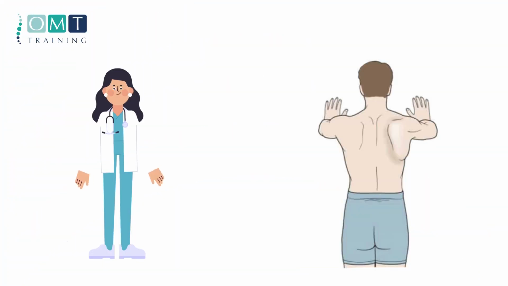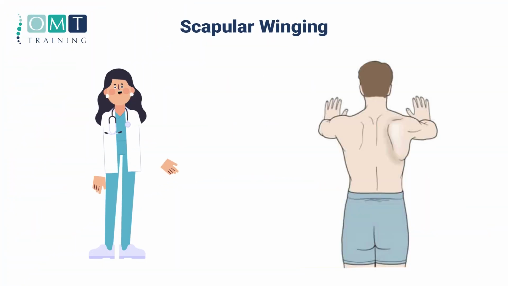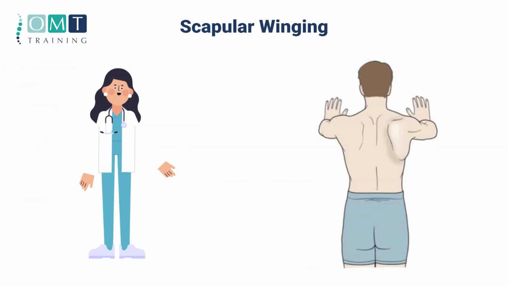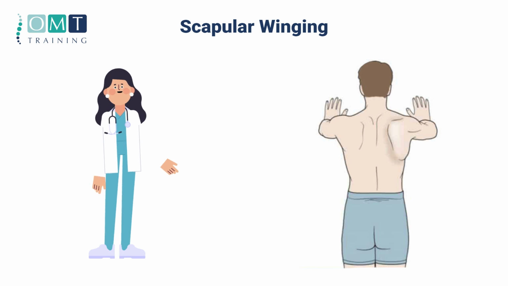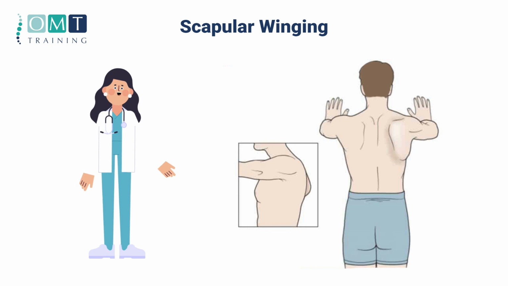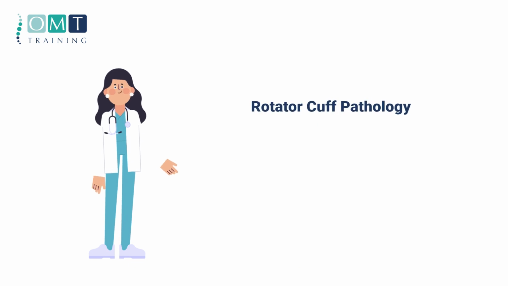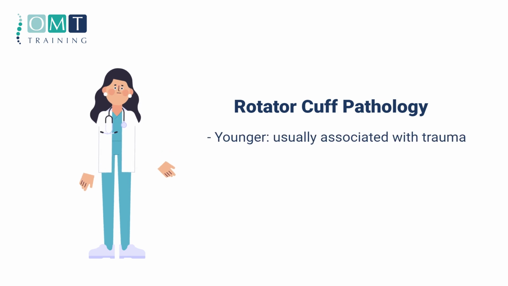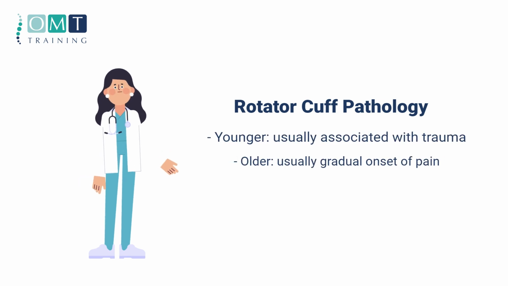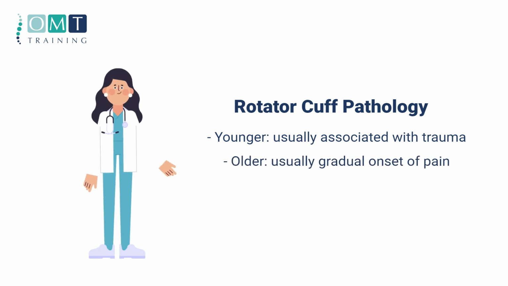Serratus anterior weakness is identified by asking the patient to be in a standing push-up position. You see the motion of the scapula. If scapular winging is involved, it shows the serratus anterior weakness. Rotator cuff pathology in younger patients is usually associated with trauma, while in the older patient, it is usually associated with a gradual onset of pain.